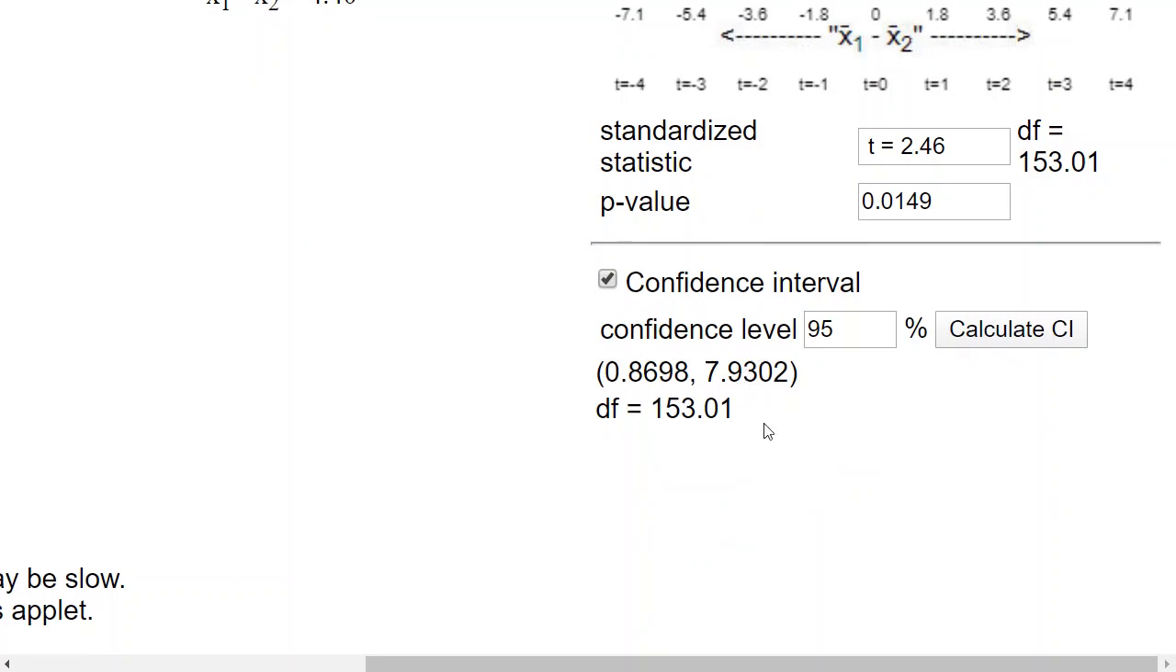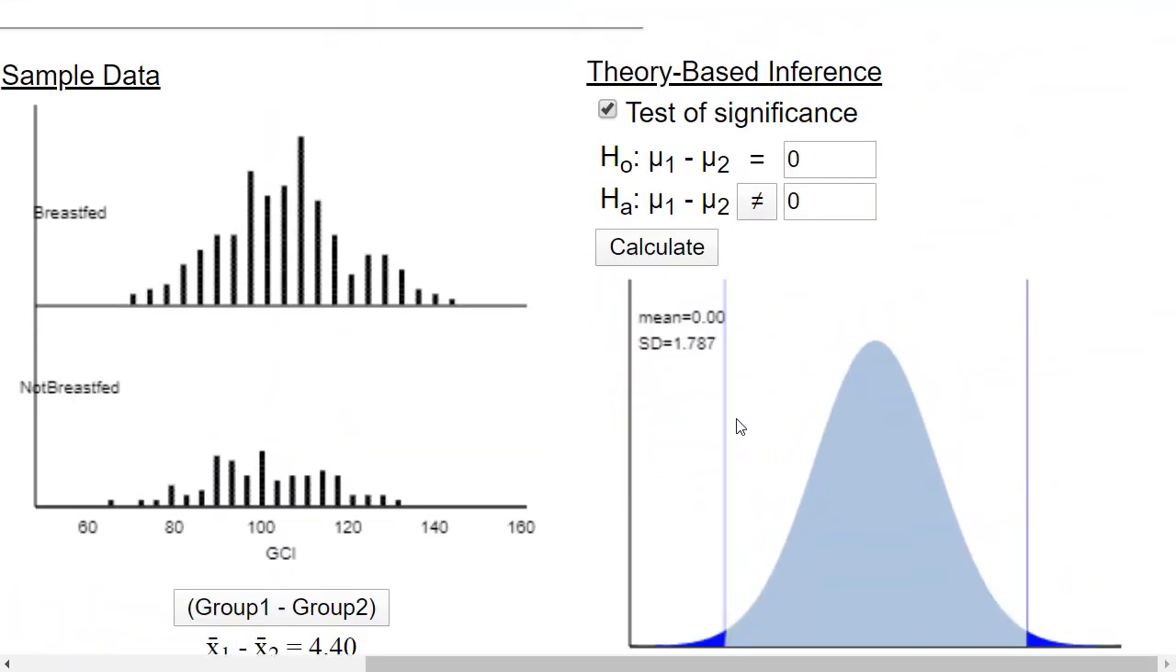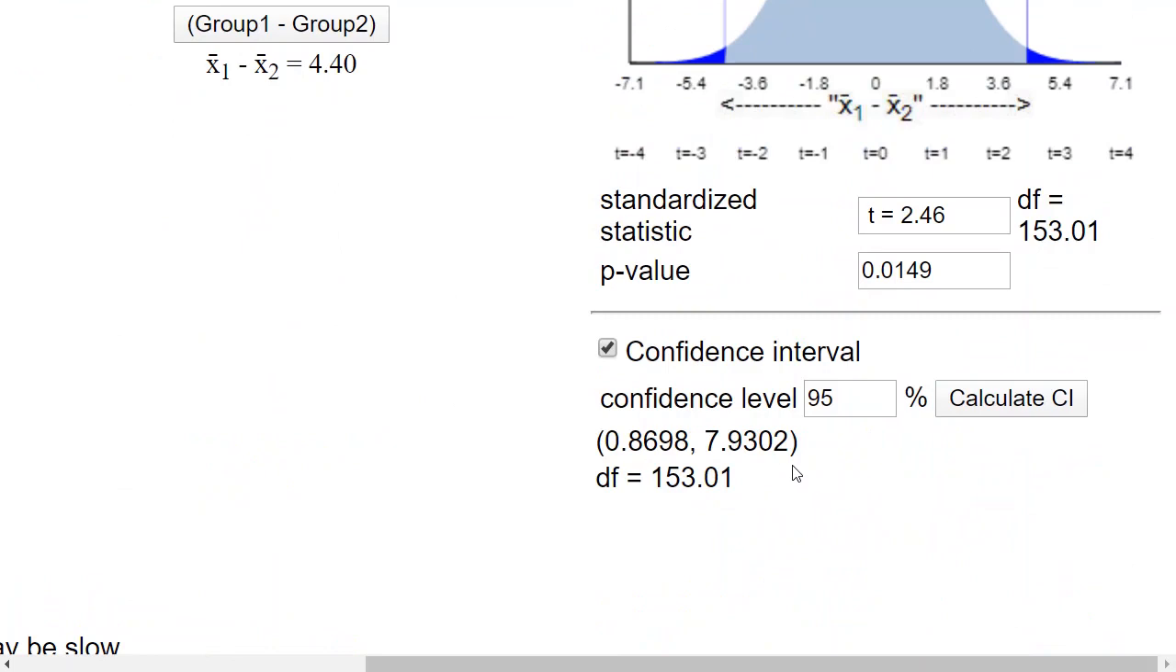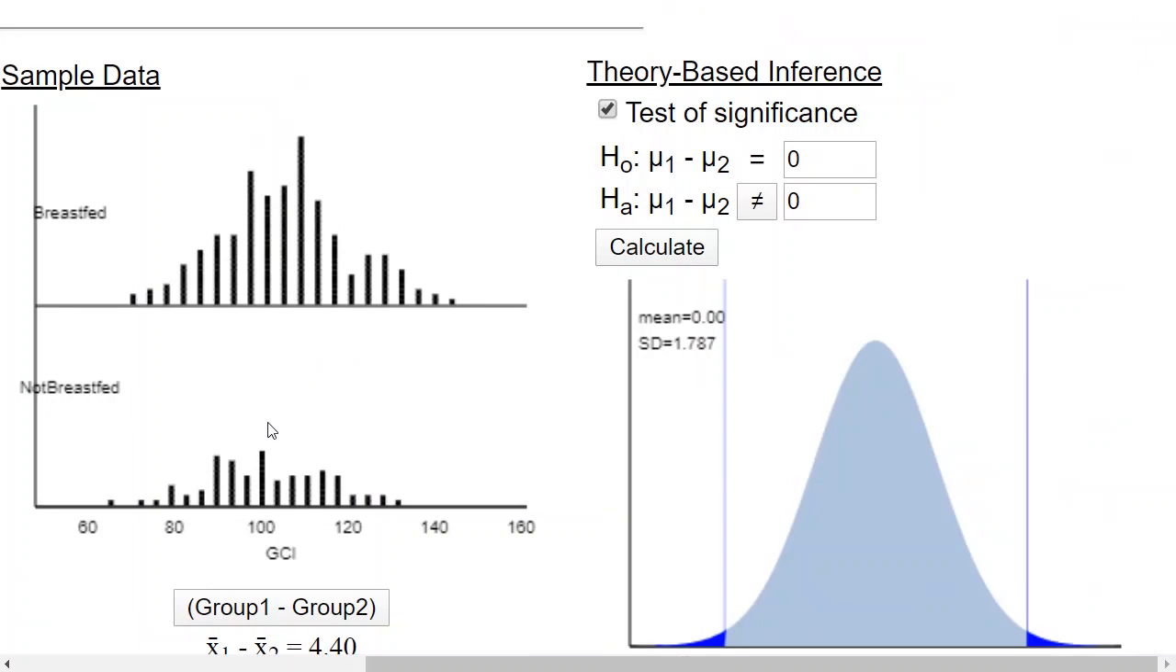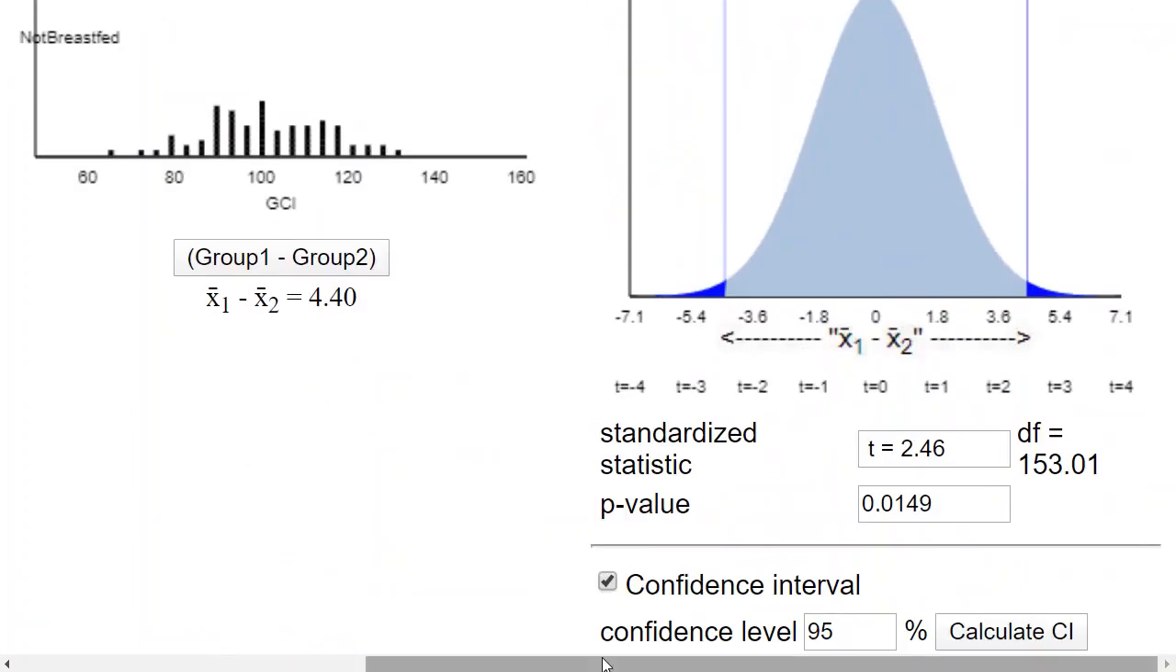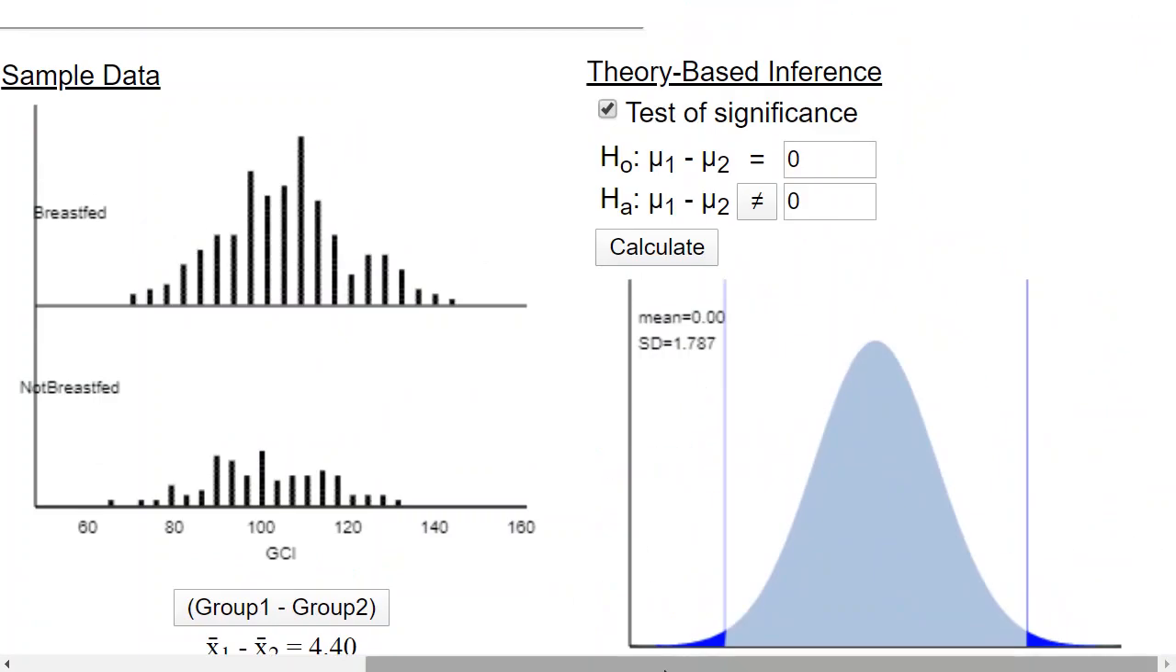So what we might conclude is that children who are breastfed, I believe it was breastfed, yes, had the higher score. We would be 95% confident that their average CGI score is between 0.87 and 7.93 points higher than the average score among children who were not breastfed, is essentially the conclusion we could make based on this data. And that's how the applet does it for you.